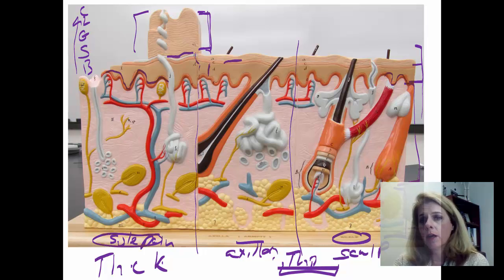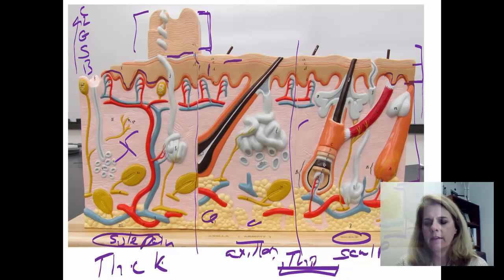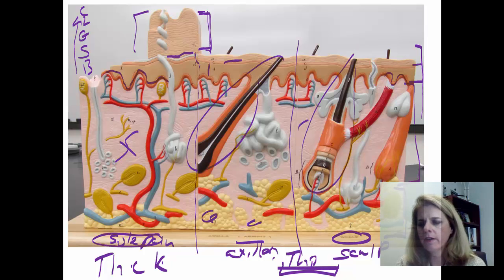Now, below this epidermis, you have the dermis, and all this pink stuff is that dense irregular connective tissue. And then the hypodermis, you have all this adipose, okay? Is there anything else that sticks out at you between the thick and the thin skin? There's no hair in the thick skin. So you have a hair here, and you have a hair here. That's one thing you want to notice.